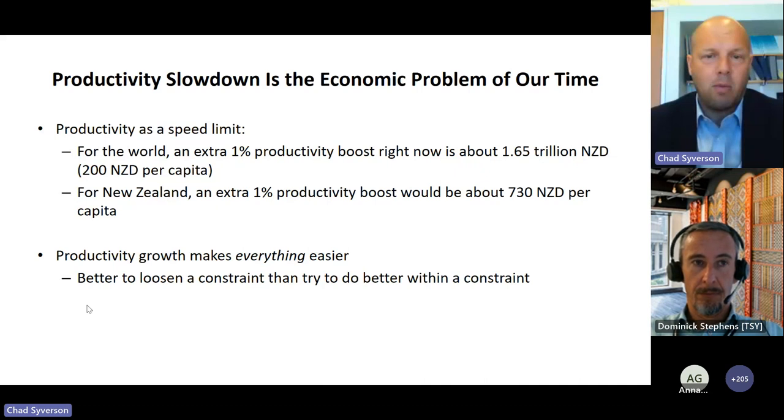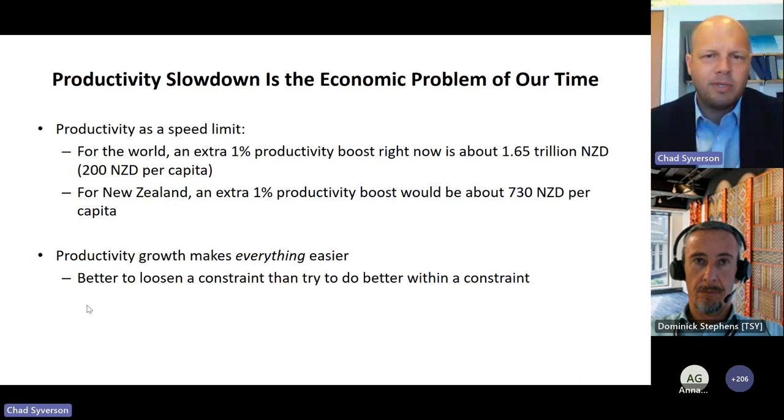If New Zealand itself experienced a 1% productivity growth burst this year, that would be worth about $730 for every New Zealander. So we're talking real money for 1 year, again, but you compound that over 10 or 15 years, and now people are significantly less materially well off than they would be otherwise.